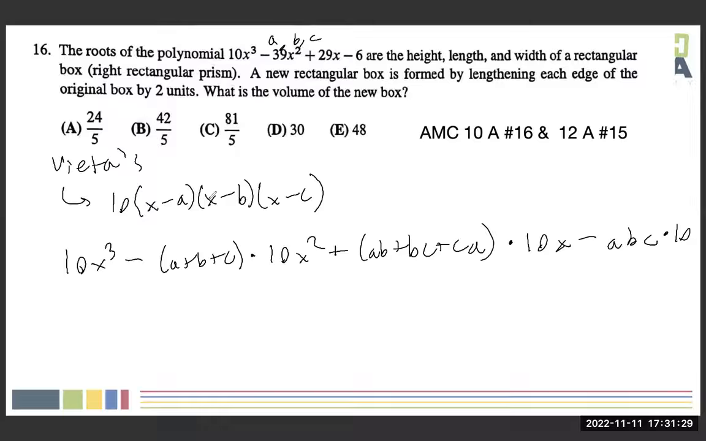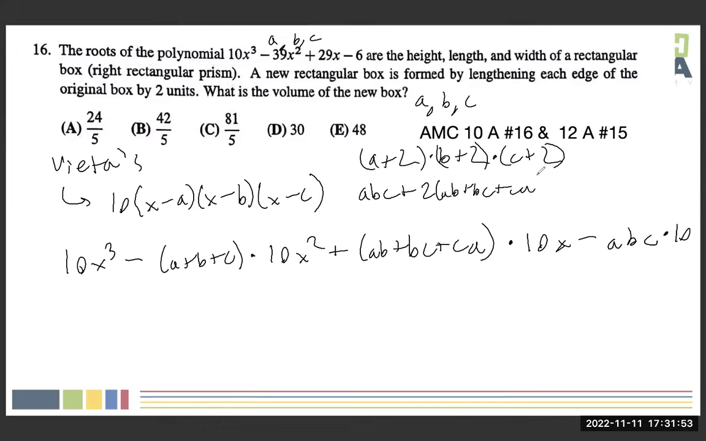And this is very helpful because, well, if we have the height, length, and width of a rectangular box to be these roots, A, B, and C, and then we add 2 to each side length, A plus 2, B plus 2, C plus 2, and then we multiply these together, that's what finding the volume is. We get ABC plus 2 times AB plus BC plus CA plus 4 times A plus B plus C plus 8.